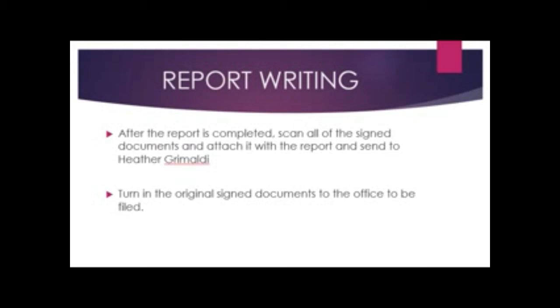After the report is done, you email that and you scan all of the signed documents and you send it back to Heather Cromaldi. I typically use the Genius Scan app and do it that way and email it to her. Typically she gets back to you if there is any feedback, if she wants you to make any changes, or if she has any questions about your FBA, if she's unclear about something you wrote, it doesn't really make sense, she'll let you know.